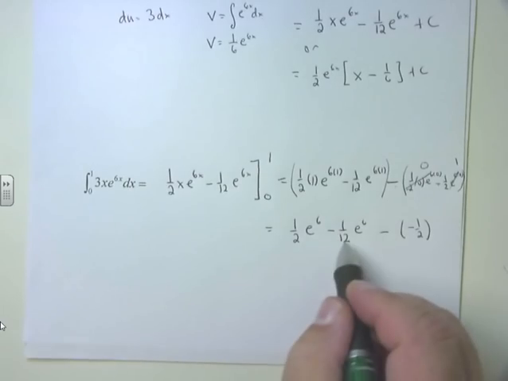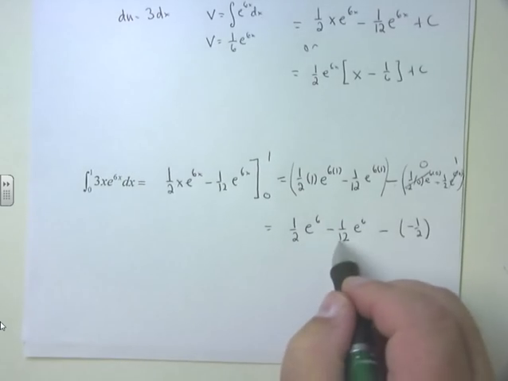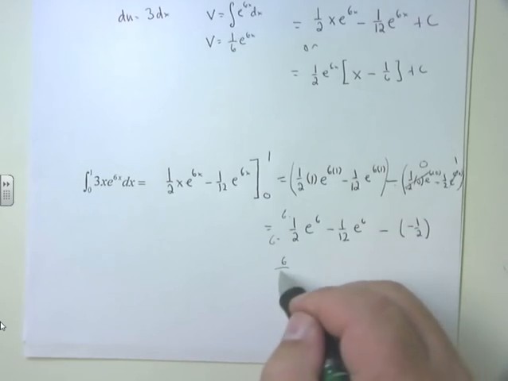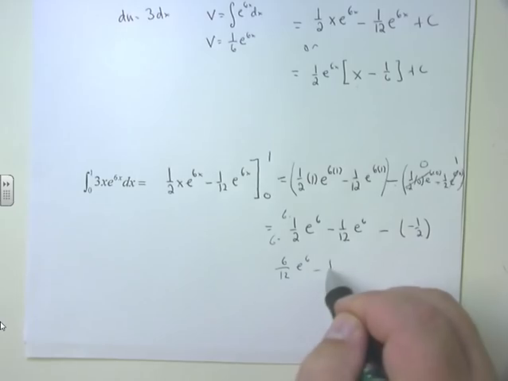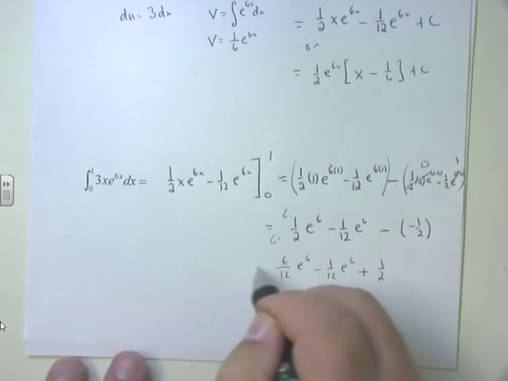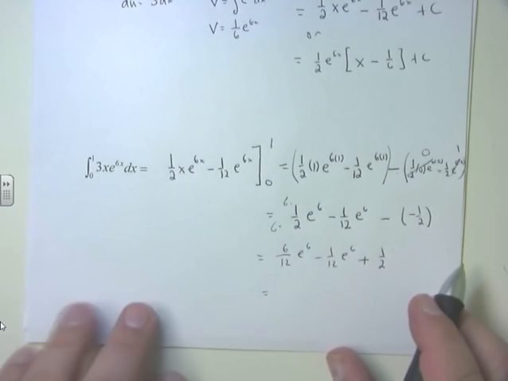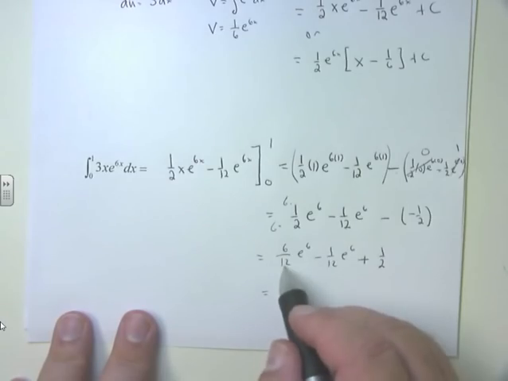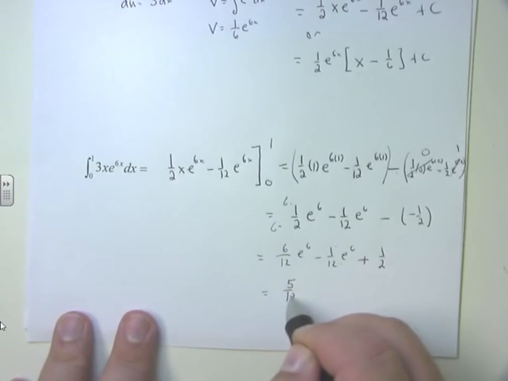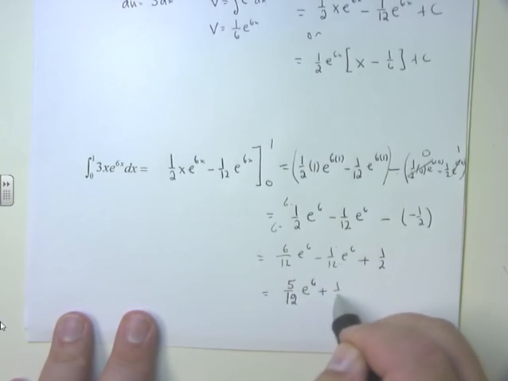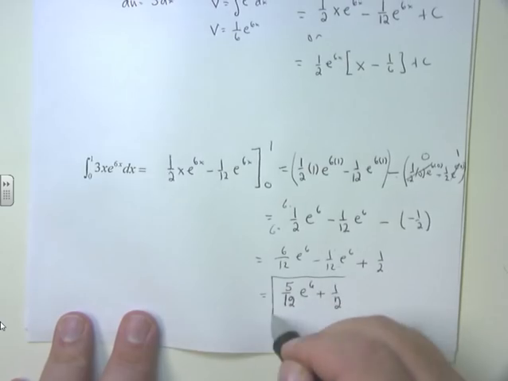A common denominator here would be multiply the top and bottom by 6. This will give me 6 over 12 e to the 6 minus 1 over 12 e to the 6. Minus a minus is a plus 1/2. So I end up getting my final solution when I evaluate the integral is, let's see, 6/12 minus 1/12, combining like terms, would be 5/12 e to the 6 plus 1/2. And there is my numerical value.